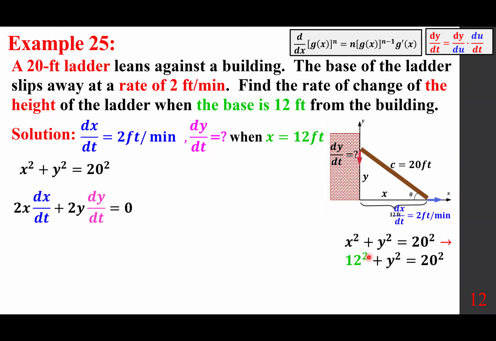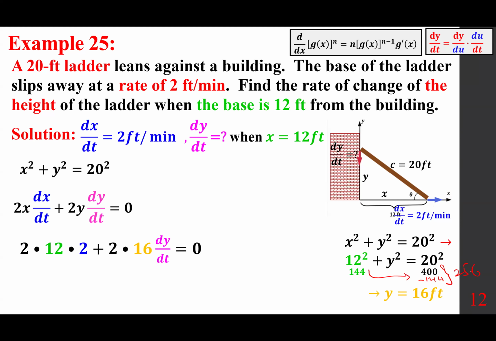x squared is 12 squared plus y squared equals 20 squared. 12 squared is 144. This is 400. We are going to subtract 144 from both sides. Get 256, and y is plus or minus 16, and you keep the positive only. And now you have everything except dy/dt.